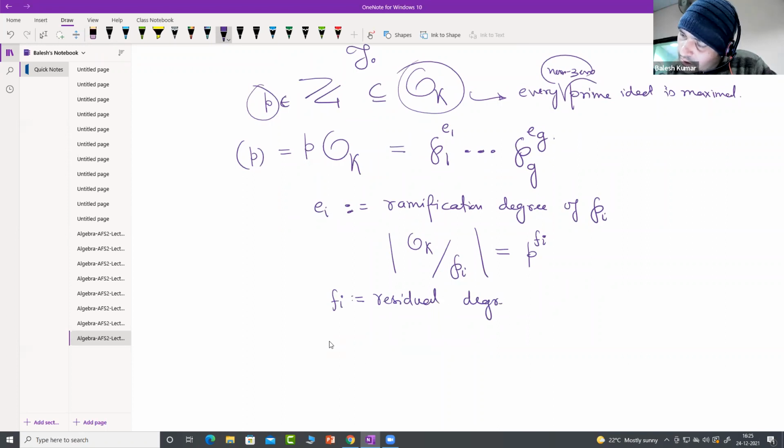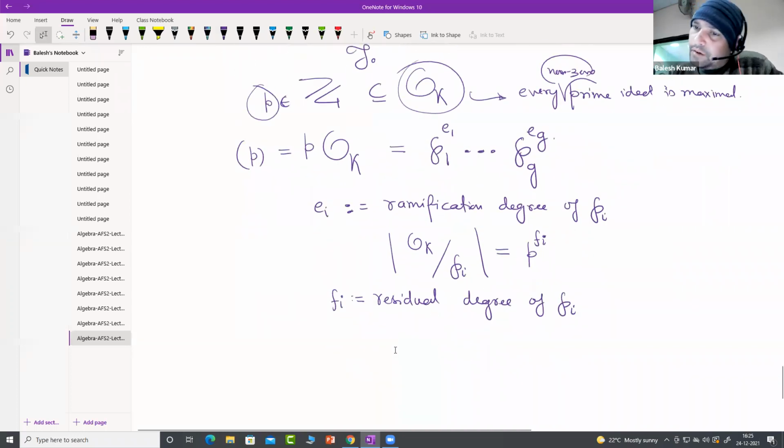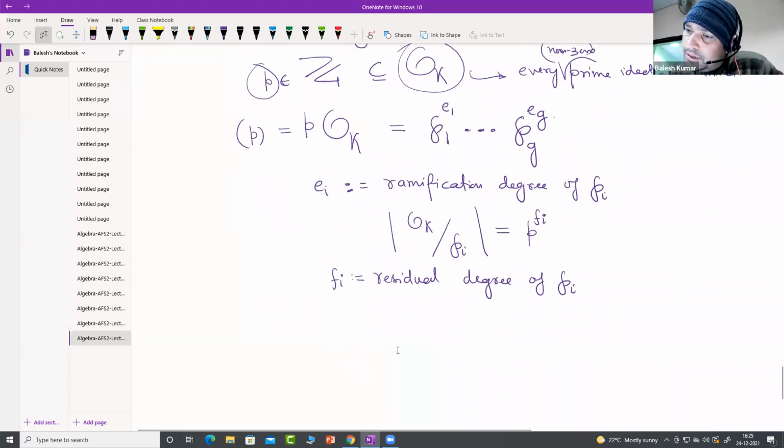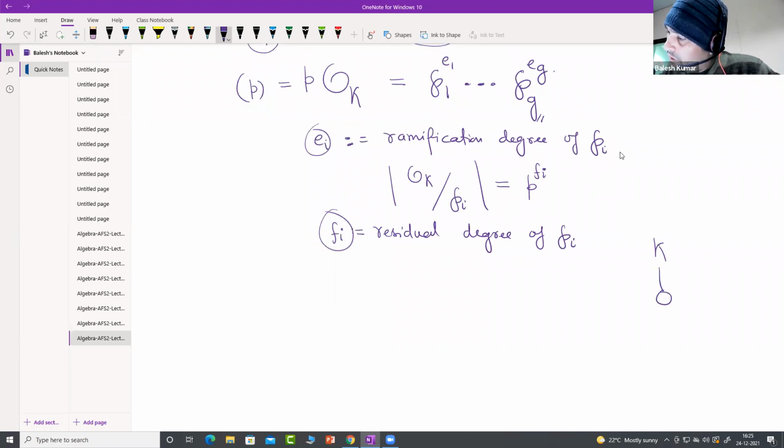If one would like to study a bit of algebraic number theory, there is a remarkable relation between the number of factors g, these powers and residual degrees, and the degree of the extension K over Q, which is n here. The result says that the sum over i from 1 to g of ei fi is equal to n.